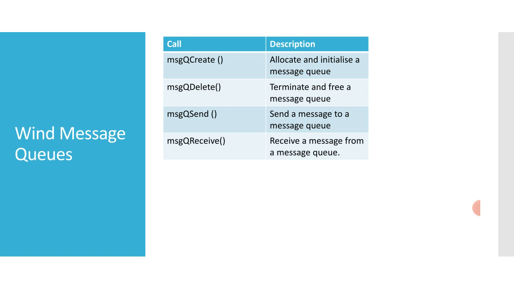For urgent messages, the msgQSend function allows a specification of the priority of the message as either normal, MSG_PRI_NORMAL, or urgent, MSG_PRI_URGENT. Normal priority messages are added to the tail of the list of the queued messages, while urgent priority messages are added to the head of the list.